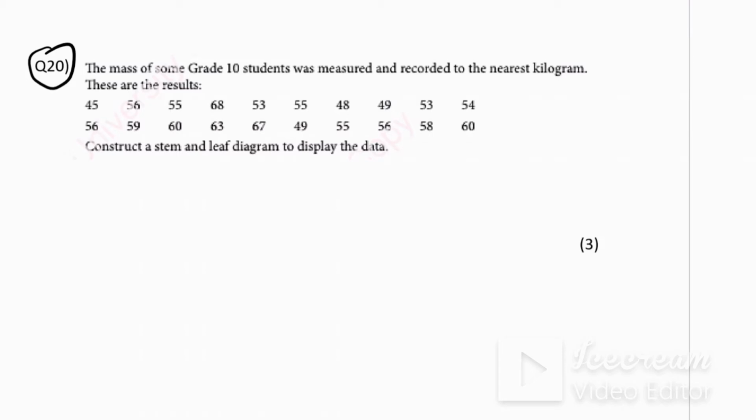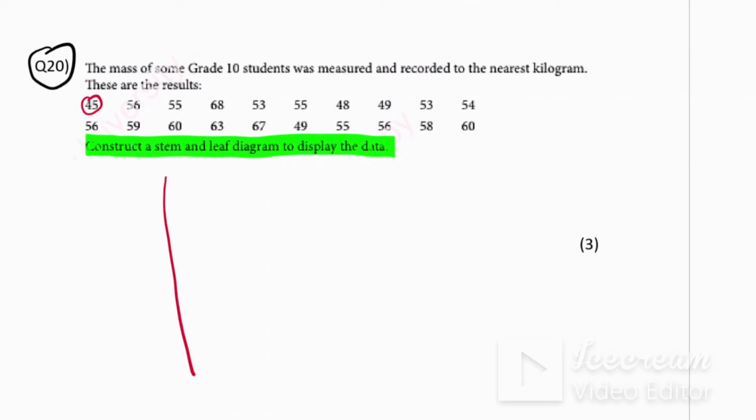and recorded. Some of the data is given to you, and he asks you to construct the stem and leaf diagram to display the data. For a stem and leaf diagram, you will draw a line. On one side, you will write the stem values, and here you can see 45, 56, 55. What is the smallest one? It's from the 40s, and the highest one is in the 60s. So what will be the stems? Here you will set the stems as 4, 5 and 6.